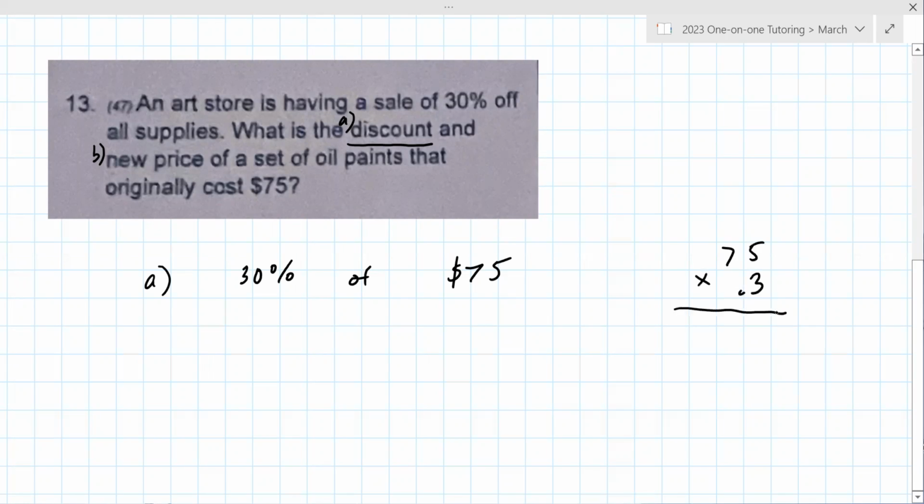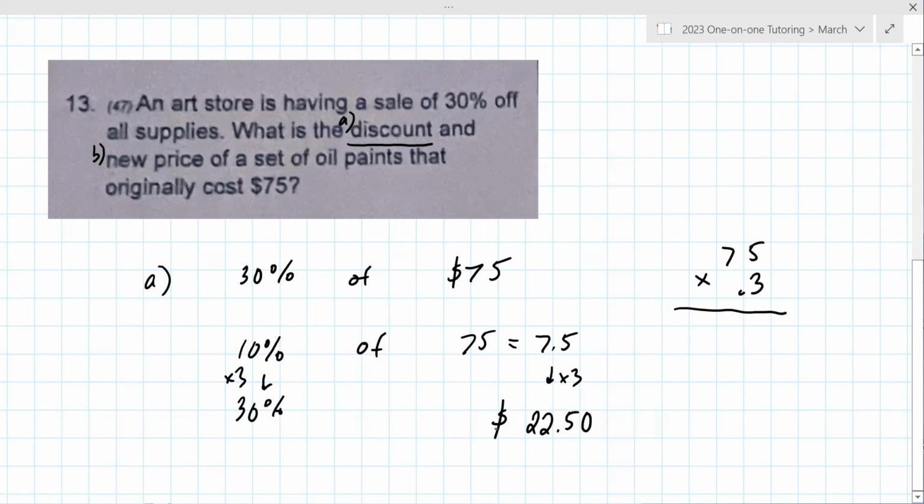The other way is to sort of use some common sense here. 10% of 75 is 7.50. You're just moving the decimal over. And 30% is times 3. So you're going to multiply that number by 3. It's the same thing as this, but sometimes you can do this without going over here and doing the long multiplication. Should get 22.50. Discounts are in dollars, so I'm going to give that answer in dollars there.